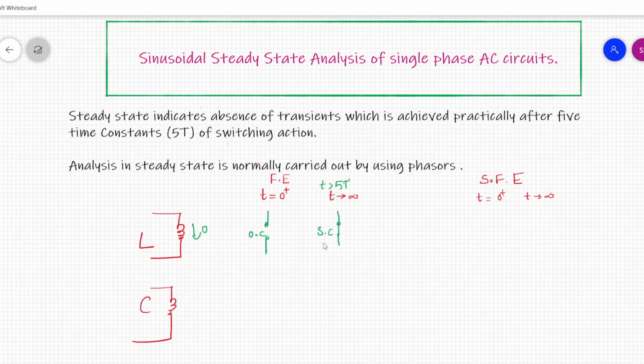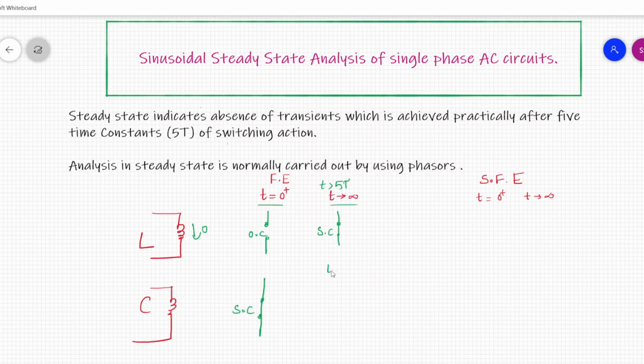Okay, this is the behavior of inductor under forced excitation, at transient as well as at steady state. Now let us see the behavior of capacitor at transient condition of forced excitation. Initially there is no voltage, so it will be acting as a short circuit, because voltage across a short circuit is 0. It represents that there is no voltage before switching on the supply.